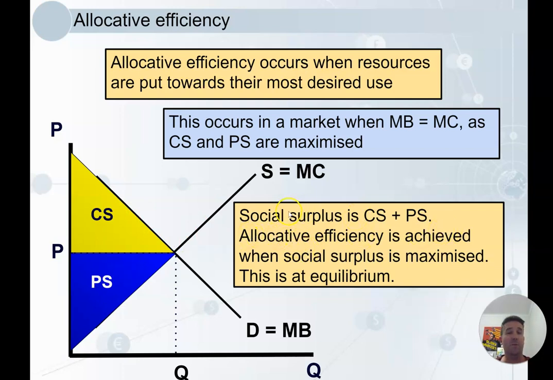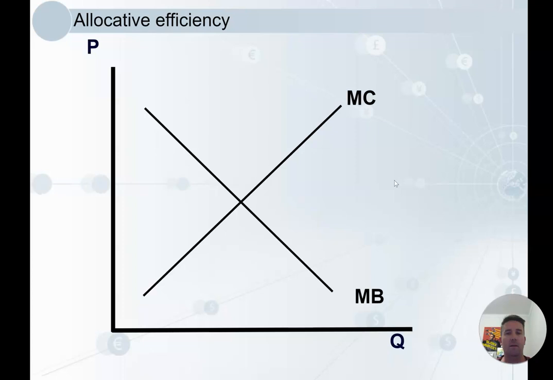We get allocative efficiency when those are maximized, when social surplus is maximized, and that's going to happen at the equilibrium price. Right? So if price was at a different point, if price was here, right, we wouldn't get as much consumer surplus. We would get more producer surplus, but the social surplus would not be maximized. So we'll show that more in detail in class. But here's why social surplus, or why allocative efficiency is going to happen at the equilibrium price.